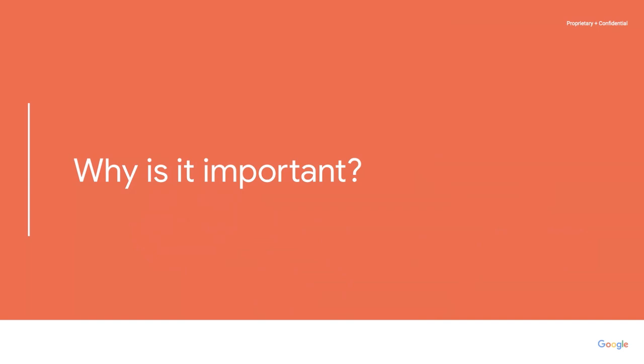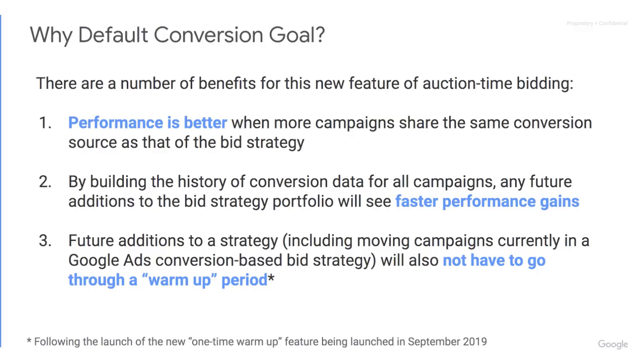Why is this important? Like I mentioned, with more data you'll get better performance when more campaigns share the same conversion source of that bid strategy. The second one is you will see faster performance gains. If data is limited, it takes more time for a bid strategy to learn. And if there is enough data for the conversion strategy to learn from, you'll see the warm-up time going down.